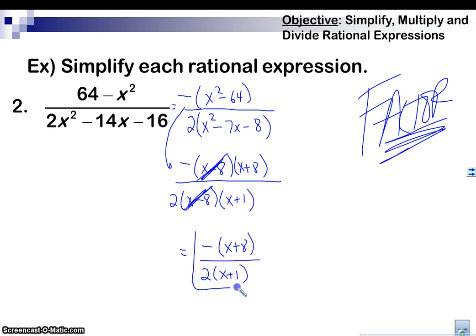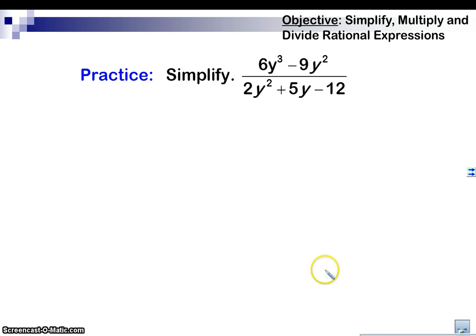Now I would let my students kind of leave it like this, but if your teacher is particular about multiplying it all out, you're going to want to have negative x minus 8 over 2x plus 2. I don't really think this... I think this is actually simplified form. So, but either way is okay. All right, let's take a look at the next one.